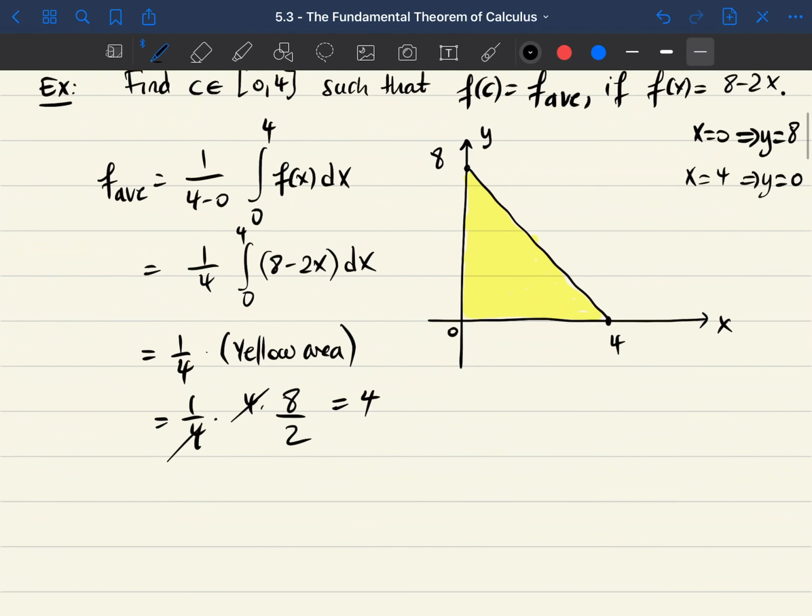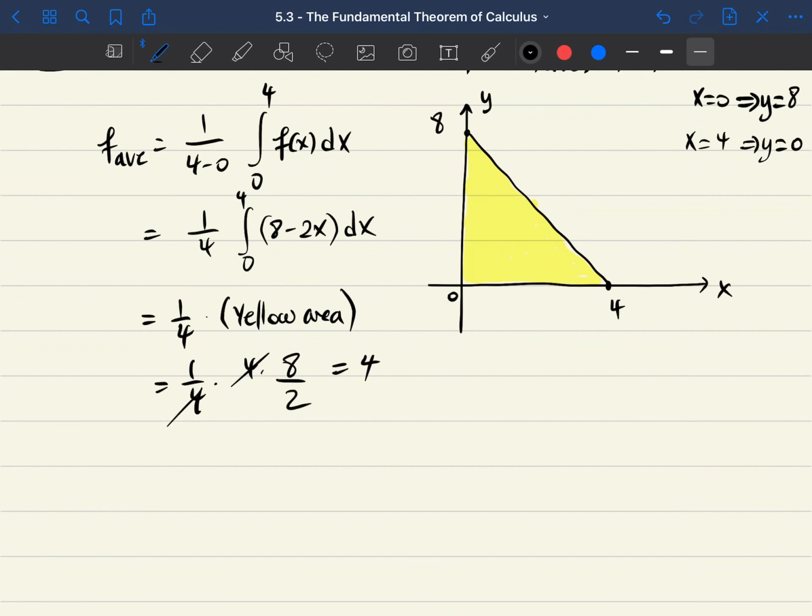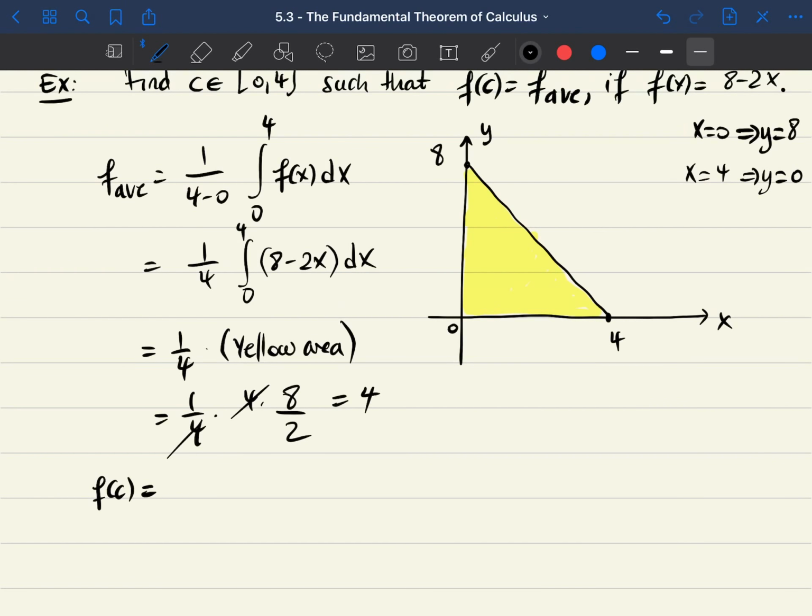Now of course if you set this equal to f of c, so f of c is equal to 8 minus 2c, which is now equal to the average value, which is 4. So then you get that c is equal to 2. Okay? So c is an x value. So c is somewhere here between 0 and 4, so it's in the middle. So c is 2.